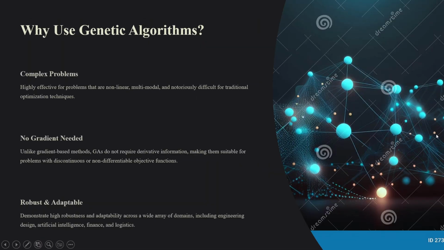Hi, I am Aryan. We'll come to why we use genetic algorithms. Genetic algorithms work extremely well for complex optimization problems, especially when the search space is huge and non-linear or has many local optima. They don't need gradients or smooth functions, which makes them suitable for real-world engineering, scheduling, finance, and design problems. Overall, they are robust, adaptable, and capable of discovering high-quality solutions where traditional methods struggle.